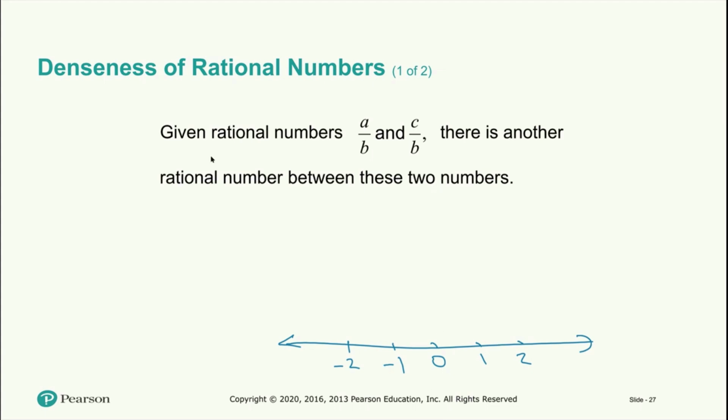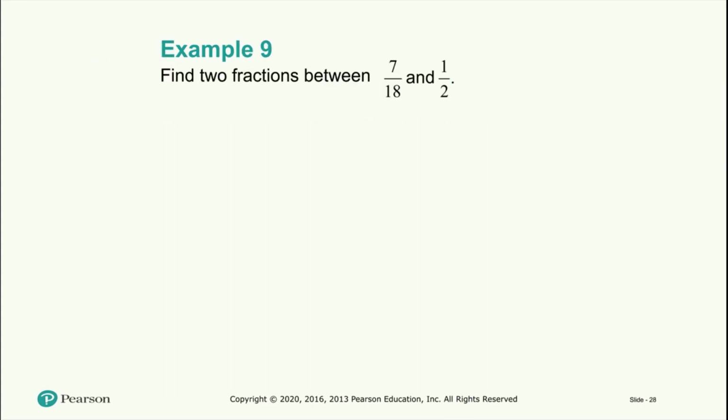In fact, if you have any two rational numbers, there's always the possibility of finding another one between them, no matter how close you think they are, okay? Let's take a look at that real quickly with an example. All right, let's say that we want to find two fractions between 7/18 and 1/2.